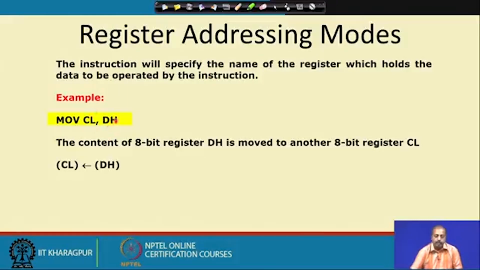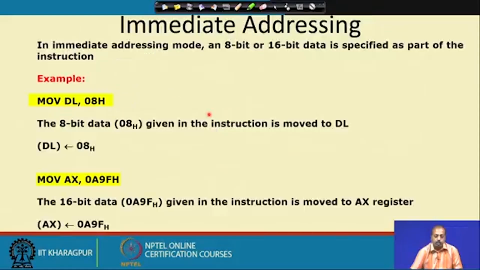So, the content of this DH register will be moved to the CL register. Both are 8 bit registers, so there is no problem. CL gets DH. This is an example of the register addressing mode.